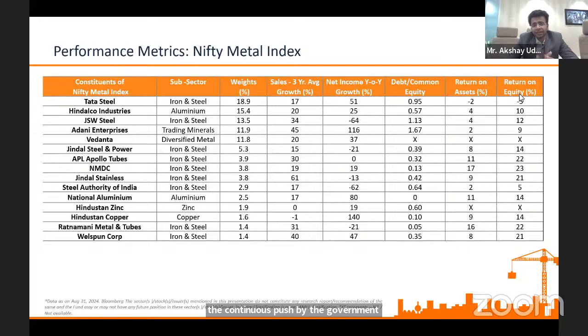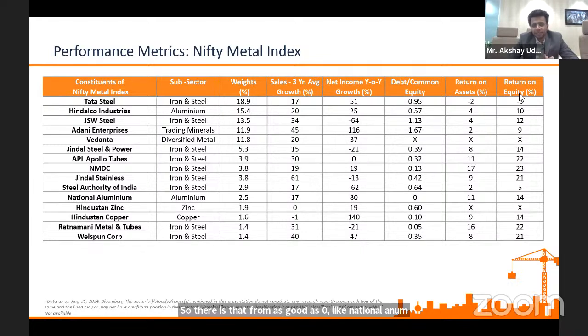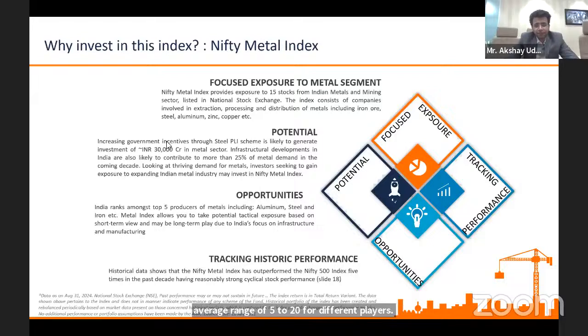The debt to equity, again, is fair as compared to the global counterparts. There is debt from as good as zero. National Aluminium is a debt free company, and companies like Adani have a debt to equity ratio of 1.67. The last two columns showcase the return on assets and return on equity. Overall, there's a mixed bag of numbers there. But if we talk about return on equity, it's been in the average range of 5 to 20 for different players.